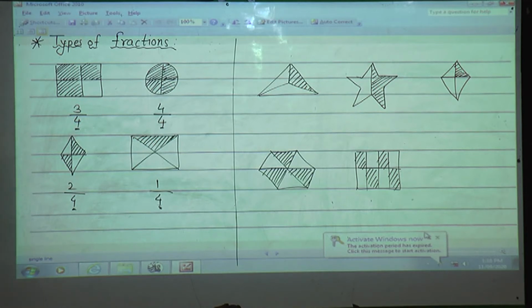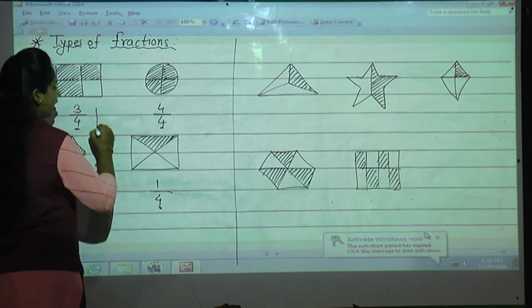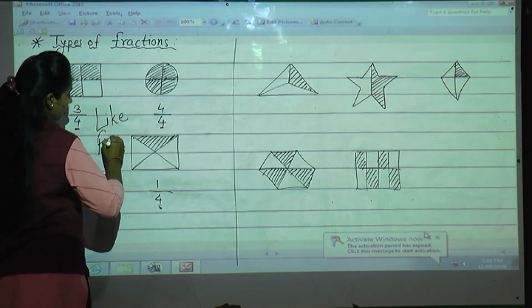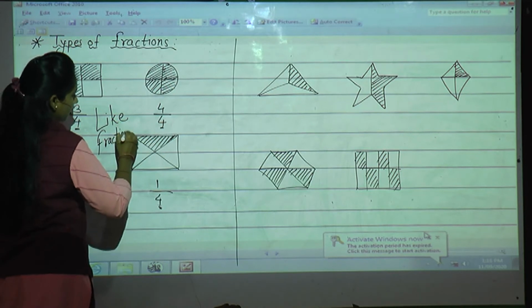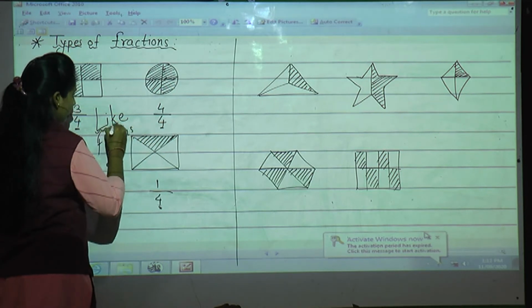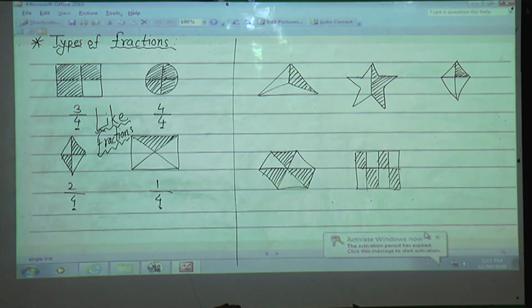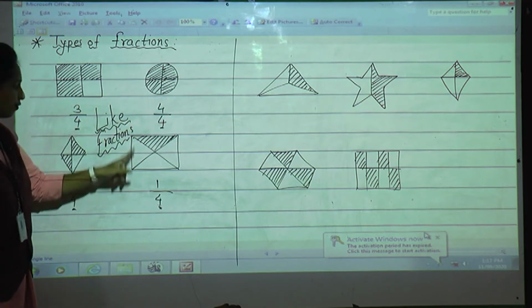So they are called like fractions. What are they called? Like fractions. When the denominators are the same in all the fractions, they are called like fractions. Are you getting it? Keep in your mind. So this is the numerator and this is the denominator. So just observe these 4 shapes.